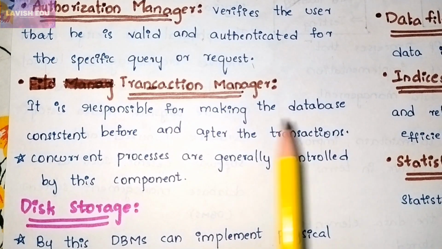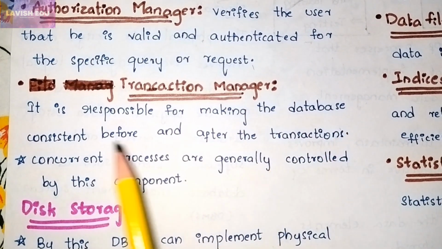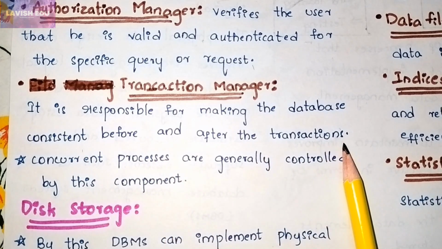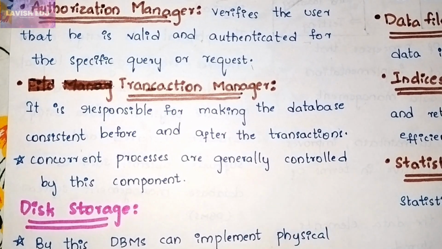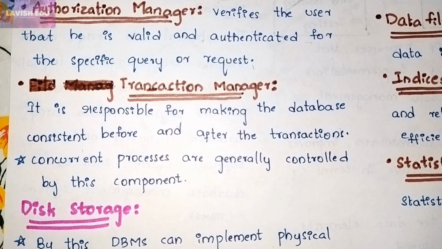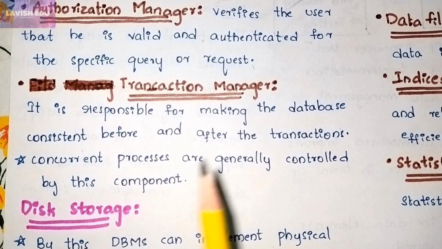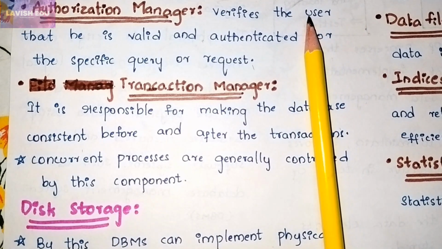Then we have the transaction manager. It is responsible for keeping the database consistent before and after the transaction. So what this transaction manager will do is check the database consistency. Consistency means accuracy, as well as the accurateness of these transactions. If we perform this transaction, is there any effect on the data or any changes, will redundancy arise or not? This transaction manager will take care of all these kinds of things.